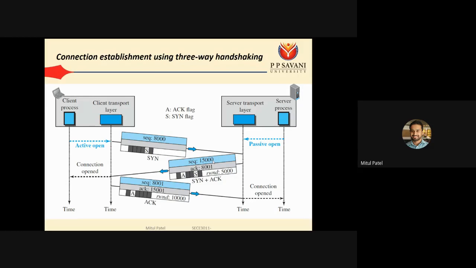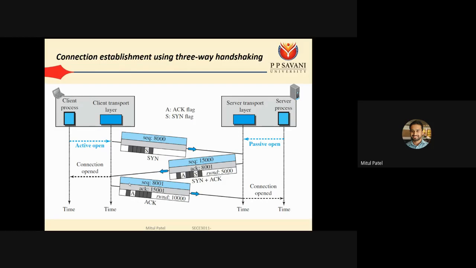So the sequence number is 15000, acknowledgement number is 8001. We have set the A flag and S flag. Size of the receiving window is 5000. Then we require one more packet, the acknowledgement packet. That is the acknowledgement of this SYN packet. For that, sequence number is 8001, acknowledgement number is 15001, and we have set the acknowledgement flag. The receiving window size is 10,000.